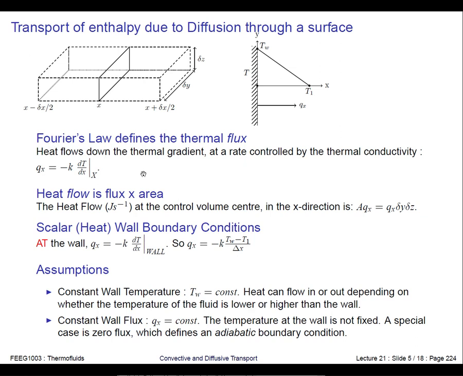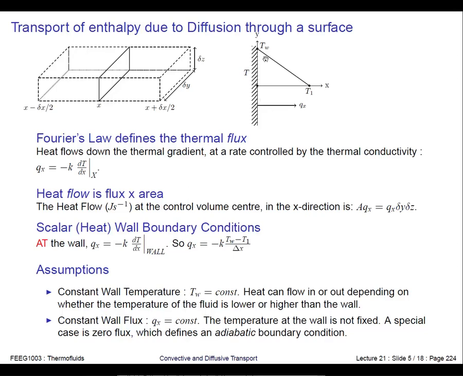So if we want to work out the energy flow, we have to multiply this thing by the cross-sectional area of the thing that we're interested in. So that's dy by dz. So we end up with something that looks like this. Okay, and we have a boundary condition that we have to apply. So this technically should have been in the previous lecture, but we didn't know what this equation was, so I've put it here. And we have to make an assumption about what's going on at the wall.